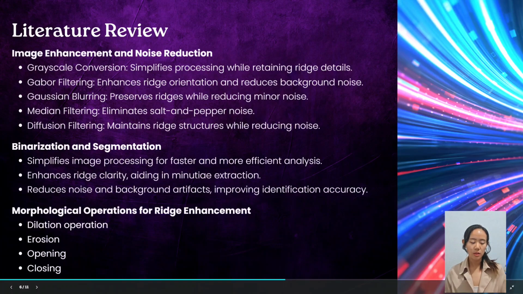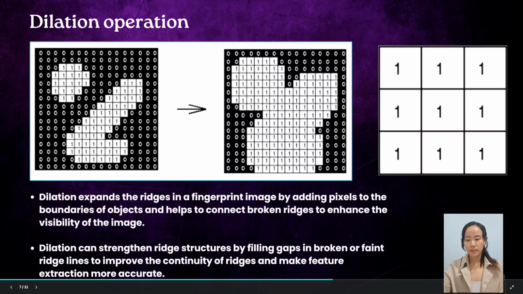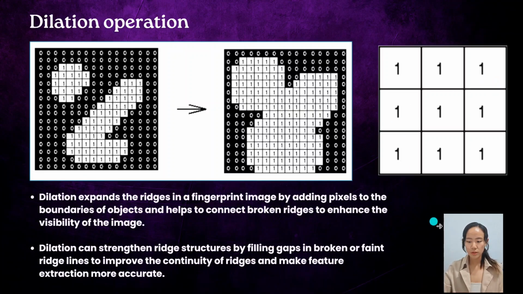Lastly, in the literature review, we talk about morphological operations for ridge enhancement, which are dilation, erosion, opening, and closing. This is an example of dilation. Dilation expands the ridges in a fingerprint image by adding pixels to the boundaries of objects and helps to connect broken ridges to enhance the visibility of the image. Dilation can strengthen ridge structure by filling gaps in broken or faint ridge lines to improve the continuity of ridges and make feature extraction more accurate. This is the 3x3 structuring element used most in dilation, erosion, closing, and opening. If a larger structuring element is used, extreme effects of the operation may occur.